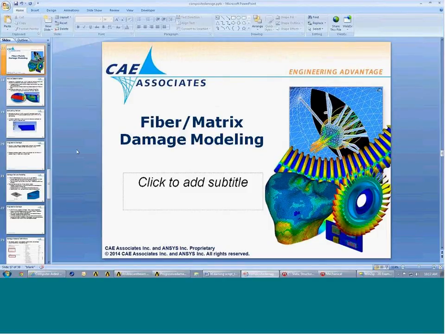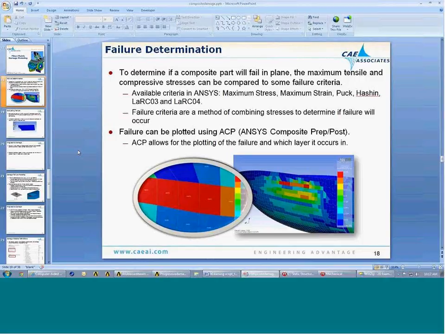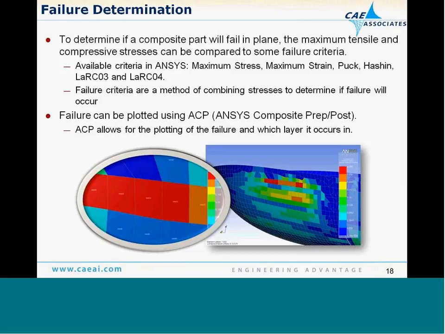Now let's take a look at another method of modeling damage in composites, and that is really in-plane or fiber and matrix failure. To determine if a composite part is going to fail due to fiber or matrix failure, we can really simply calculate the stress in the part and compare that stress to some failure criteria. Failure criteria in Ansys that are available are maximum stress, maximum strain, Puck, Hashin, LaRC 03 and 04. And these failure criteria are really just methods of combining the stresses to determine if failure is going to occur.